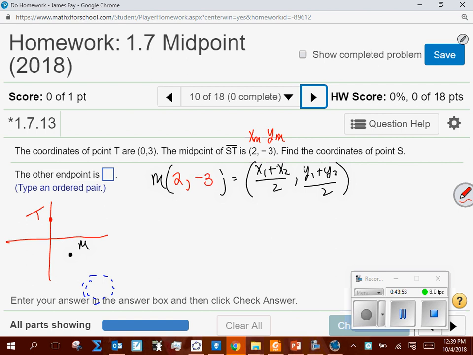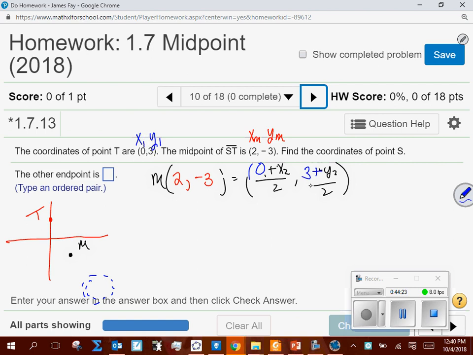We also know that all this stuff over here is endpoint information, coordinates for our endpoints. And right now we have one of those. I don't care what you call it, either x1, y1, or x2, y2, but we've got that information right here with point t. So I should be able to come over here and say x1 is 0, and y1 is 3, right?